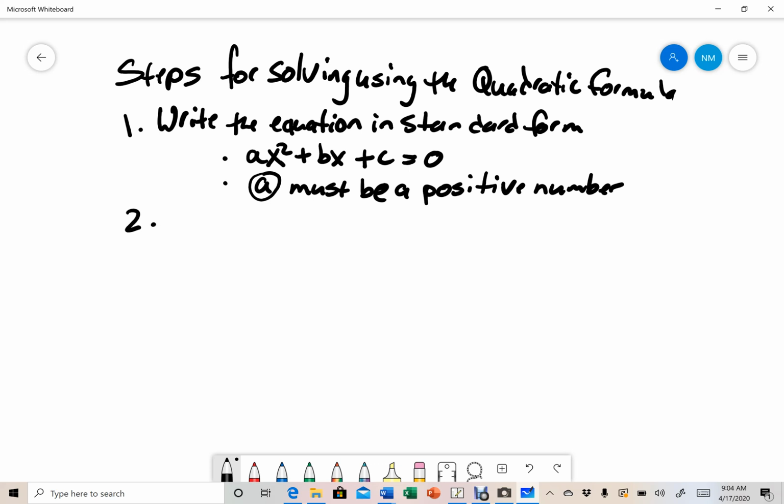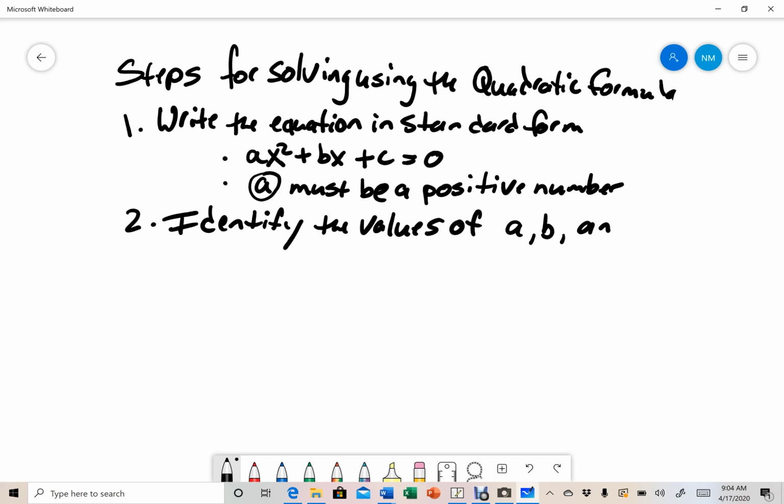Step number 2 is going to be identify the values of a, b, and c, okay? So in all of these, a will equal a number, then you'll have b equaling a number, and then you'll have c equaling a number, okay? And again, this has to be a positive number, okay? If it's not, you need to turn it into a positive before you do that, okay?